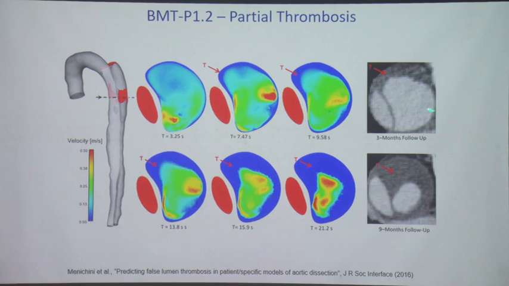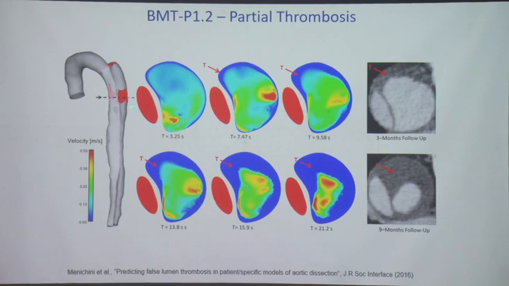And if you look at later on, this is a 9 months follow-up. At 9 months follow-up, you can see that at the same location, the thrombus has grown. So a larger part of the false lumen has thrombosed, but the false lumen is still patent, even though there is a reduced cross-section area for the false lumen. So with these CT scans, we wanted to see, can we actually model and reproduce what happened in this case?